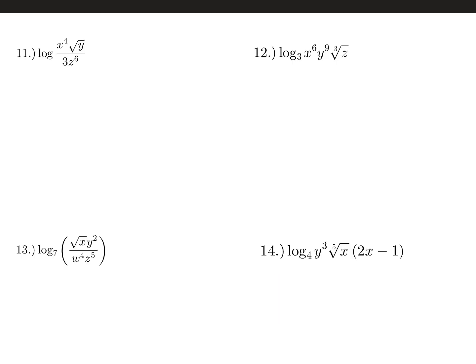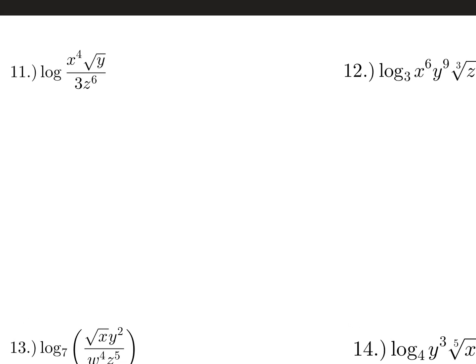For the next part of your review, you are expanding these expressions. For 11, you have the log of x to the 4th power square root y over 3z to the 6th power. Now, look at the first thing. You don't have a base here, so it's understood that it's 10. You can just leave it as log throughout the time that you're working on it. You do, however, have subtraction and multiplication in this. So we are going to represent the division using subtraction first and then go from there.